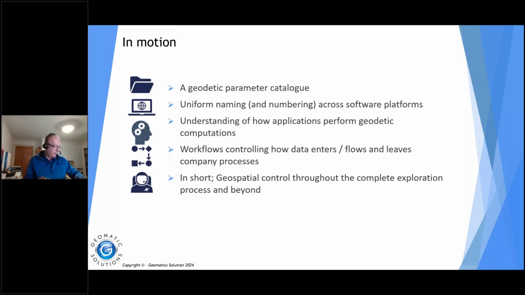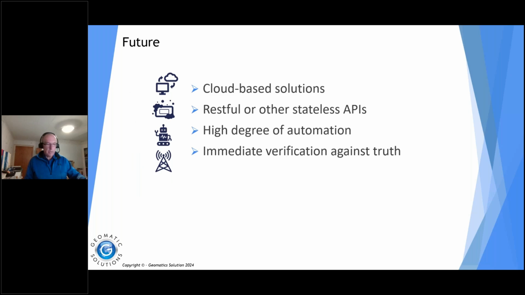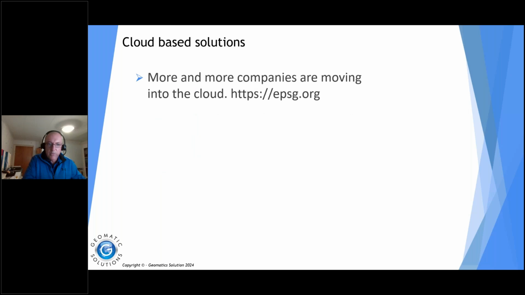throughout all our applications. Now, going forward, we have the future, cloud-based applications, which some we have seen. We have RESTful or other stateless APIs that we can talk about, and we have a high degree of automation and potentially some verification against the truth at some stage, but we are not there yet. However, we are there already.